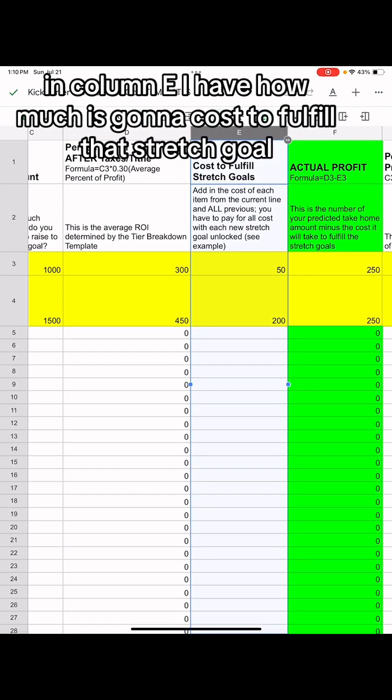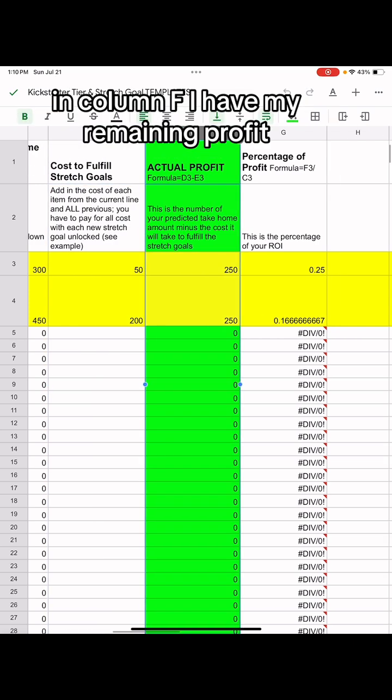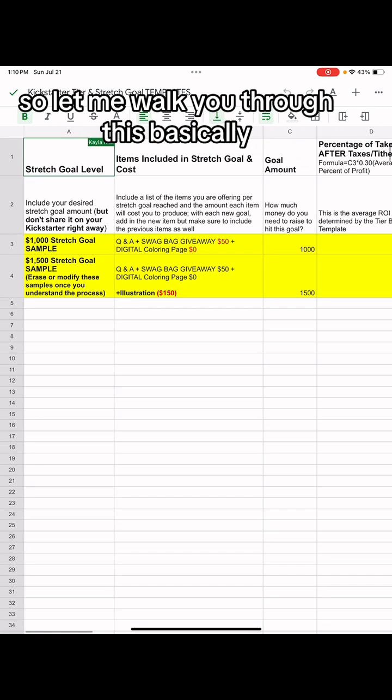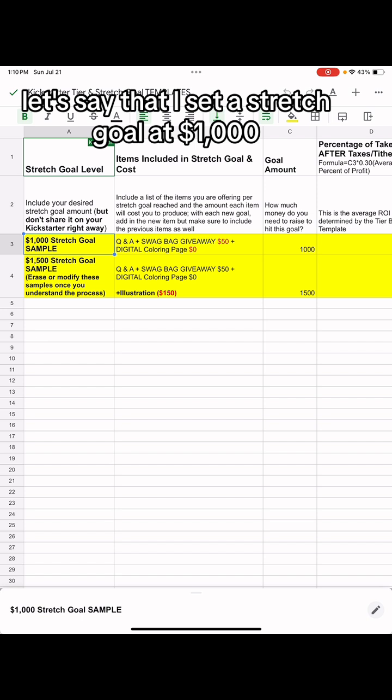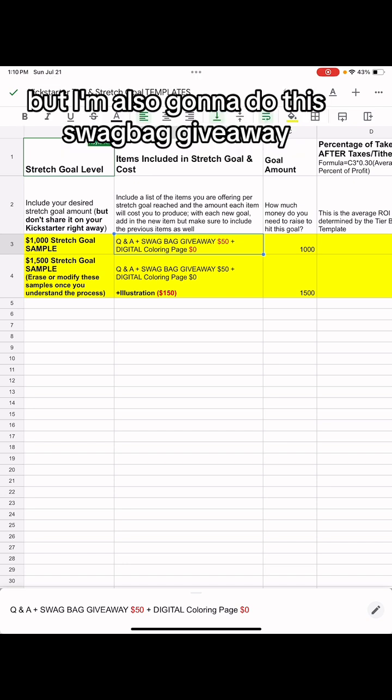In column E, I have how much it's going to cost to fulfill that stretch goal. In column F, I have my remaining profit. And in column G, I have the percentage of profit. So let me walk you through this. Basically, let's say that I set a stretch goal at $1,000. And at $1,000, I'm going to have a question and answer Q&A with my backers, but I'm also going to do this swag bag giveaway.